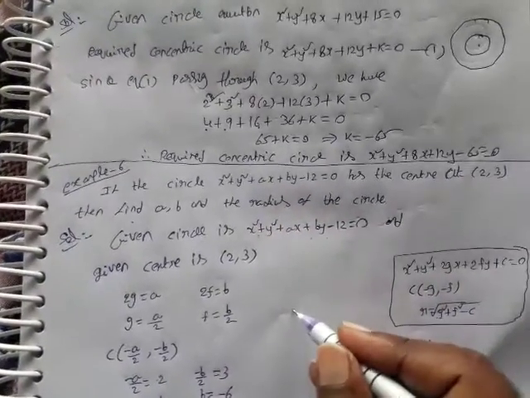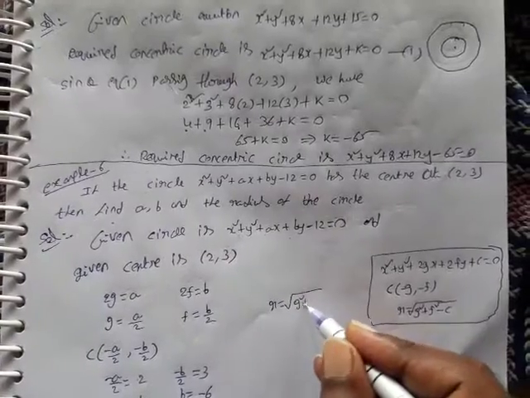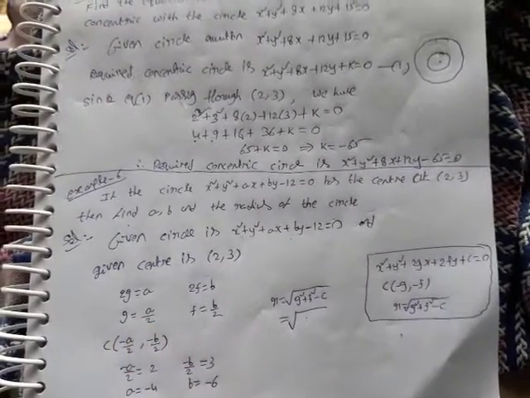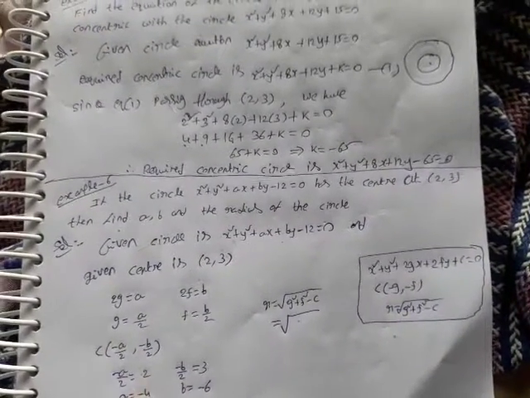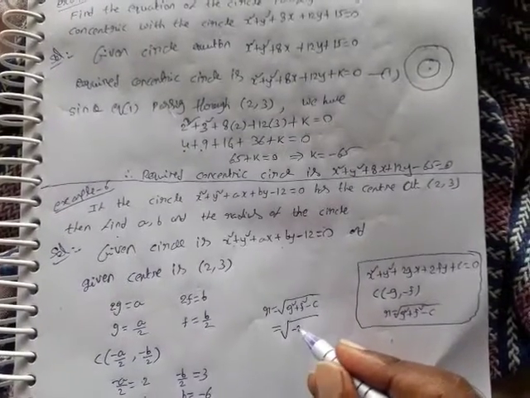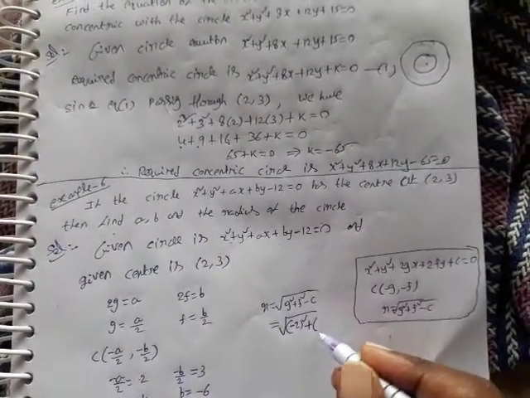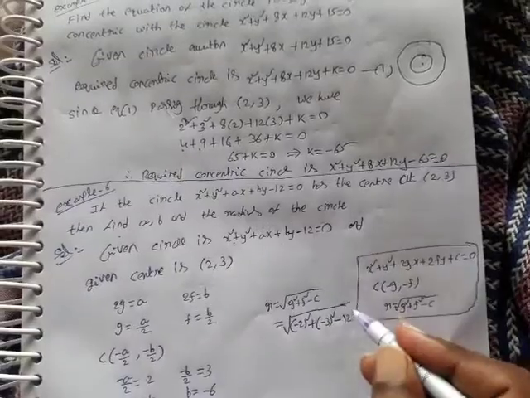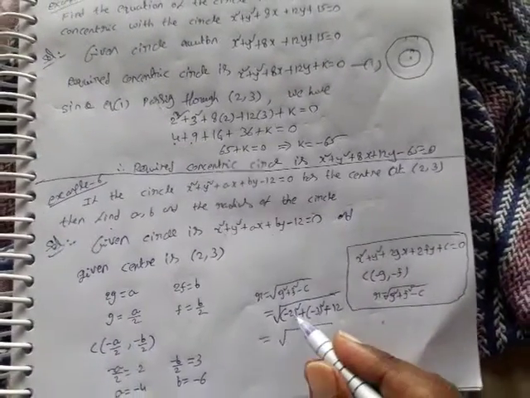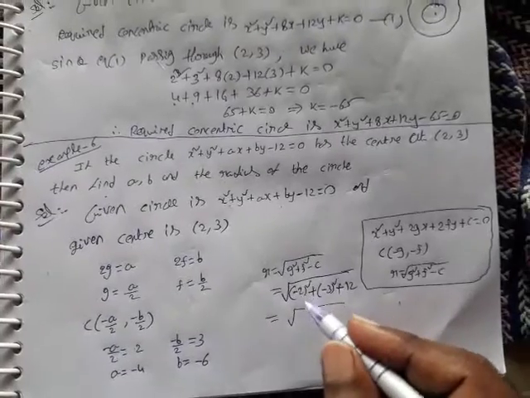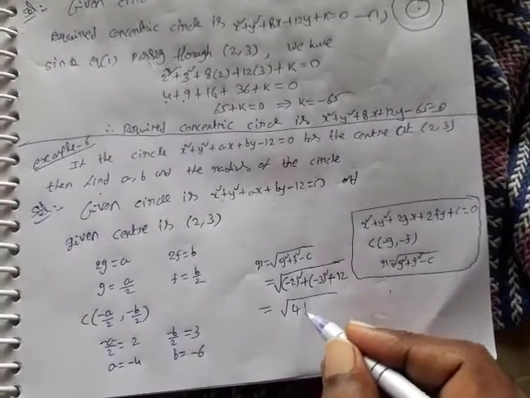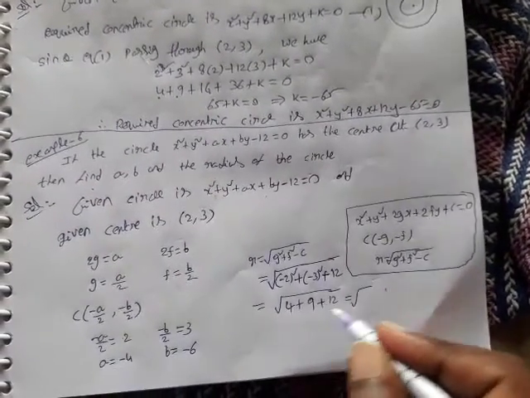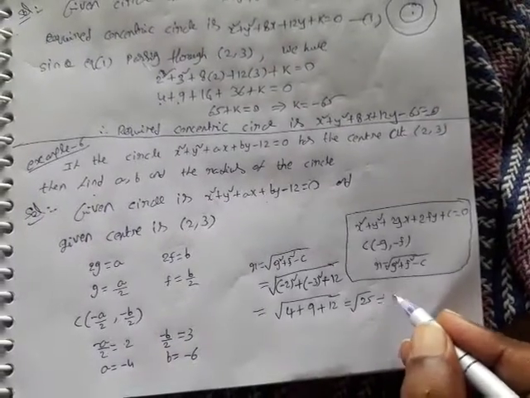Find the radius. Radius r is equal to root of g square plus f square minus c. Here g means a by 2, that is minus 4 by 2, minus 2, so minus 2 whole square, and f is minus 3, so minus 3 whole square. Minus of minus c, that is plus 12. Careful about this. Minus 2 whole square is 4, minus 3 whole square is 9, 9 plus 4 is 13, plus 12 is 25, root of that is equal to 5.